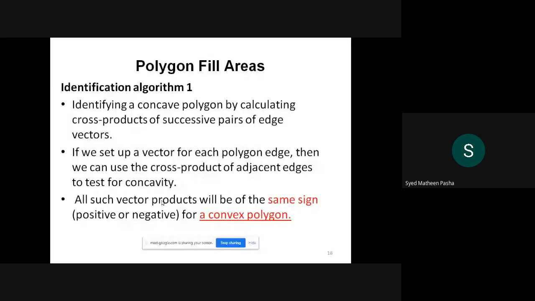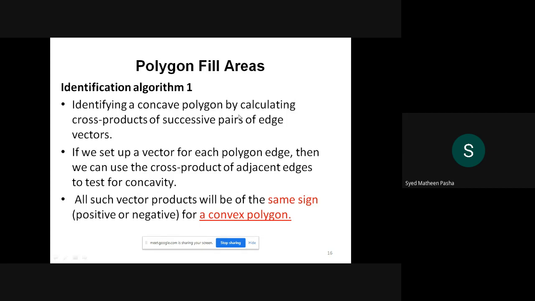Then we have something called the identification algorithm with respect to polygon fill areas. So let's see what this identification algorithm 1 is. Identification algorithm 1 basically specifies identifying a concave polygon by calculating cross products of successive pairs of edge vectors. These algorithms are implemented to identify a concave polygon. It happens basically by calculating the cross product of successive pairs of edge vectors. We'll check this out in the next slides.